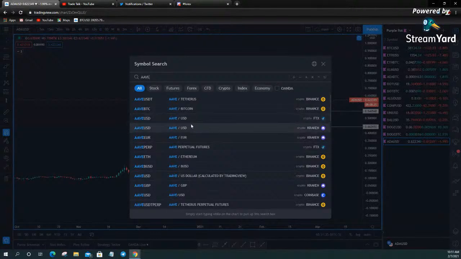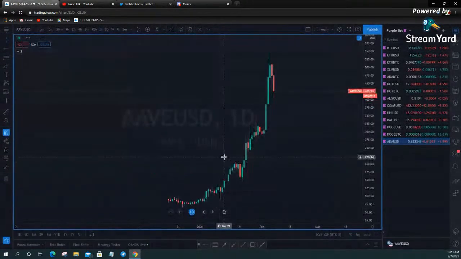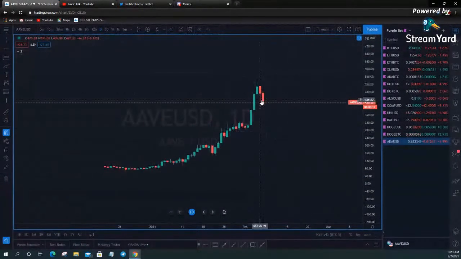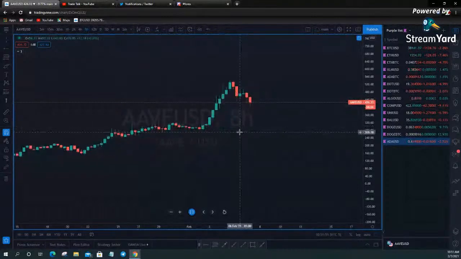USD. I'm assuming you want Kraken. Yeah, this is another one that's killing it. I mean, this is good. It's constructive price action. These are daily candles, and you haven't just puked all these gains out. This is nice, slow consolidation.